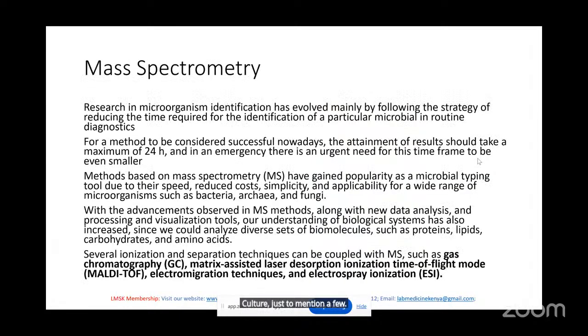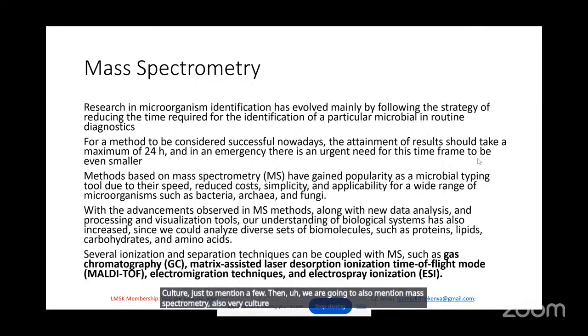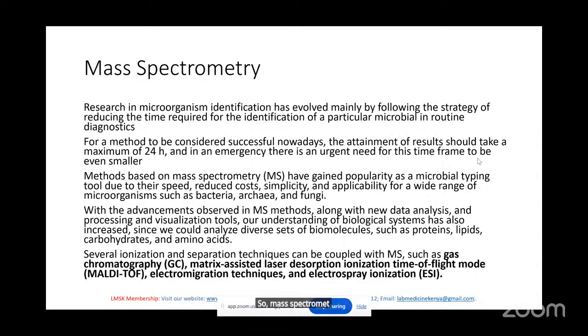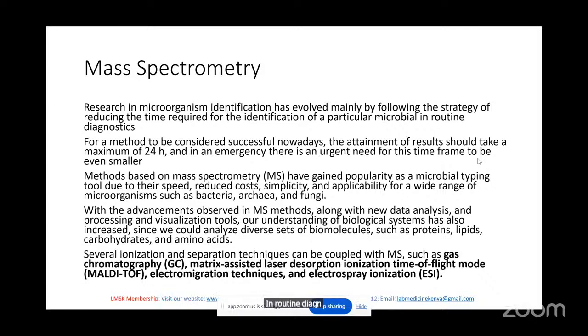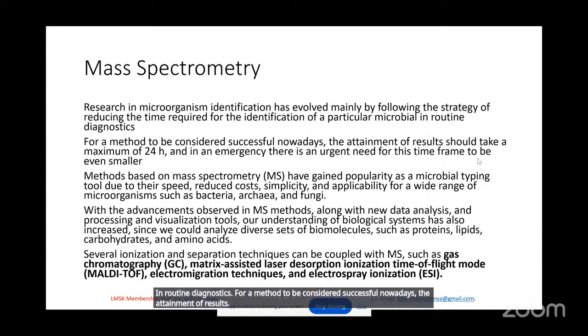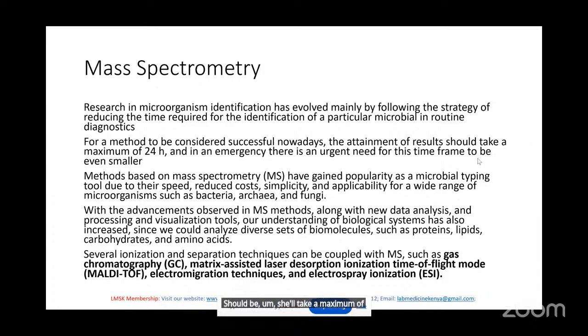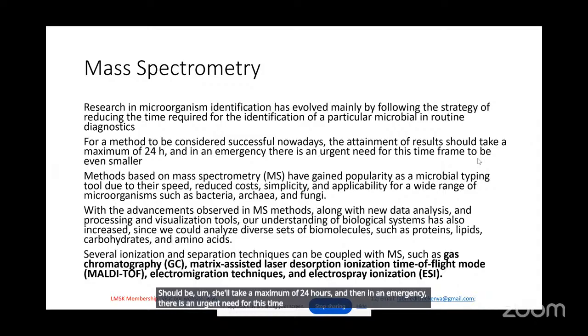Then we are going to also mention mass spectrometry, also very culture dependent, so it's still an indirect method. So mass spectrometry, let's talk about it. Research in microorganism identification has evolved mainly by following the strategy of reducing the time required for identification of a particular microbe in routine diagnostics. For a method to be considered successful nowadays, the attainment of results should take a maximum of 24 hours, and in an emergency, there is an urgent need for this time frame to be even smaller.